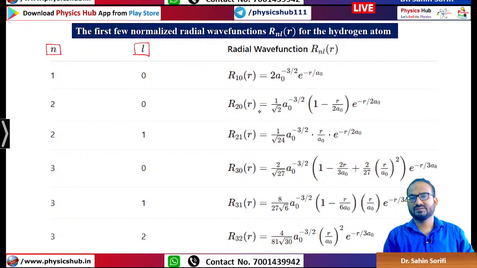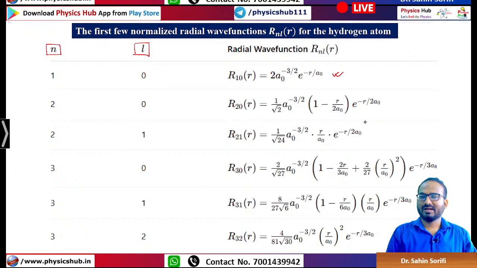For l equals 0, this is the wave function. If you choose n equals 2, you will get l equals 0 and 1. It has been shown for 0, then it has been shown for 1. For n equals 3, you will get l equals 0, 1, 2. And you can see the form of this radial wave function. The first one we have derived by doing the normalization and all. R20, if you want, you can remember. That will give you the idea of the first excited state.